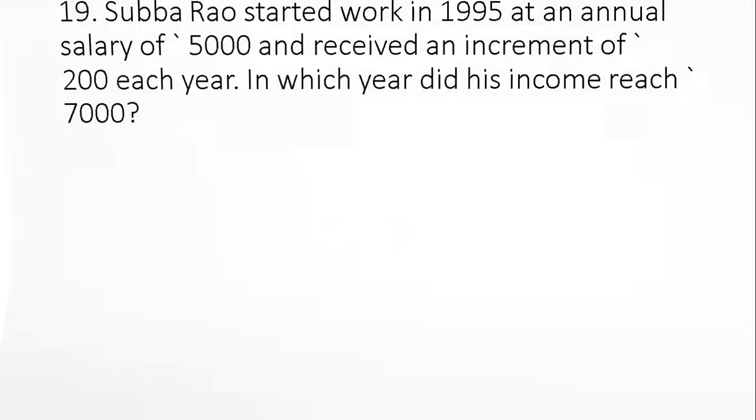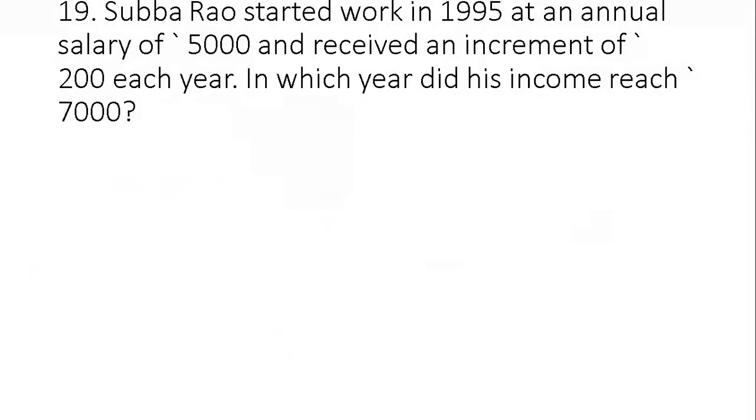Next, 19th one. Subbarao started work in 1995 at an annual salary of 5,000 rupees, and received an increment of 200 rupees each year. In which year did his income reach 7,000?